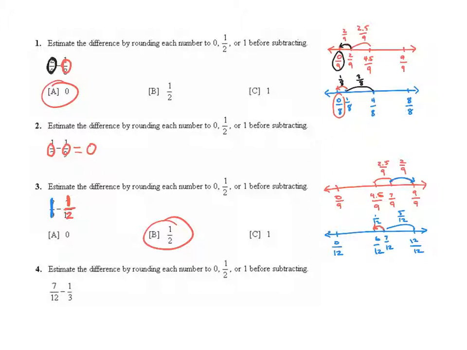On question number 4, we just estimated 7/12 and we rounded it to a half, so I'm going to go ahead and just change this to a half. But I am going to draw a number line for 1/3. So here's 0/3, here's 3/3. Half of 3/3 is 1.5/3. 1/3 is going to be right about here. And that's a half of a third away from a half. And it is 1/3 away from 0. So if we're going to round this, it's going to round up to a half. So I'm going to change this to 1/2, and 1/2 minus 1/2 is 0.